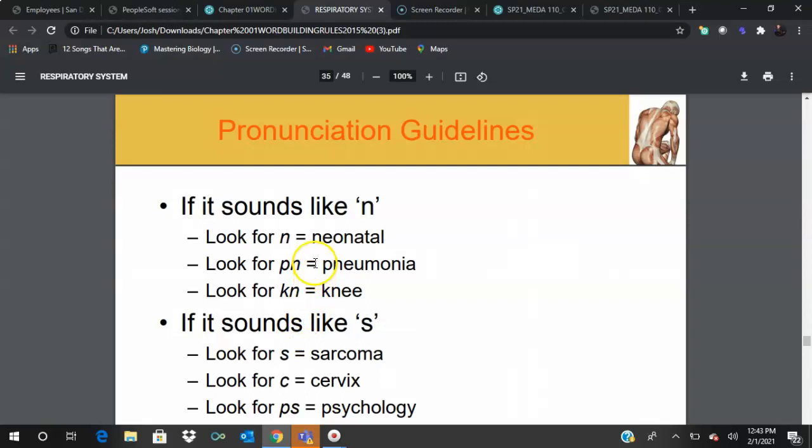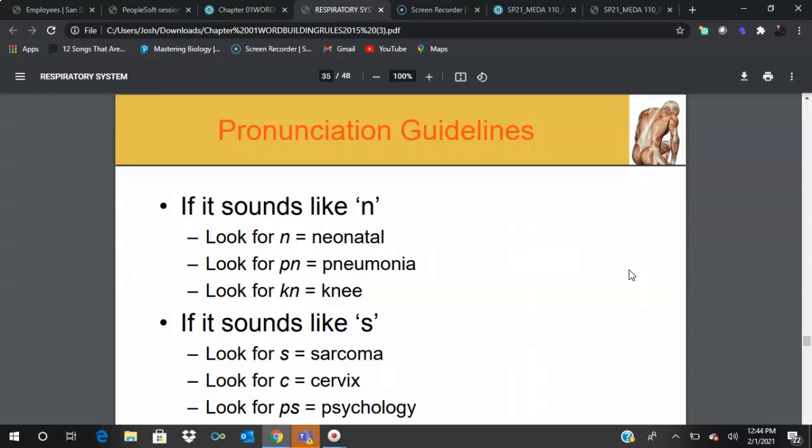We have a couple of sounds that sound like N. For neonatal, that's the first 28 to 30 days of someone's life. They're in the neonatal period. PN, these are kind of common ones that we all know. PN is pneumonia, and KN is knee. Those are silent, obviously.